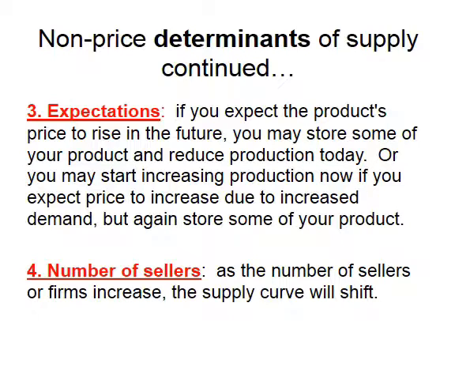Also the number of sellers. As the number of sellers or firms increase, the supply curve will shift to the right because there will be more people producing this particular good.